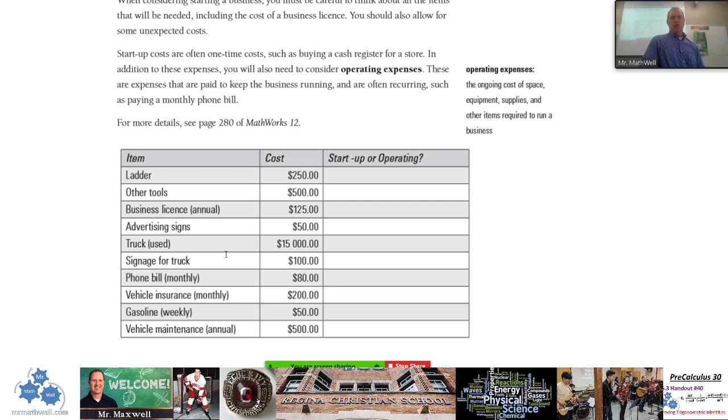Okay, truck, okay, probably startup cost, right? Signage for the truck, again, you could probably argue both ways, but good arguments for probably startup costs for this stuff. The signage is not going to be a regular every month thing, probably. That's going to be a one-time, so. Phone bill, there we go. That's operating, because that's happening monthly. Vehicle insurance, monthly. That's operating. Gasoline, operating. Vehicle maintenance, that's operating costs, okay? So the first half here looked like startup costs, and the second half roughly is operating. But do you guys understand the difference there between operating and startup costs?